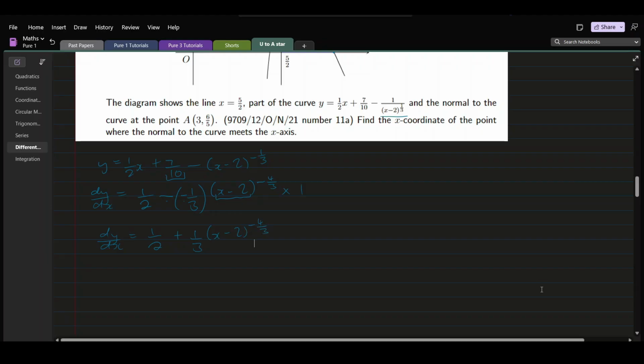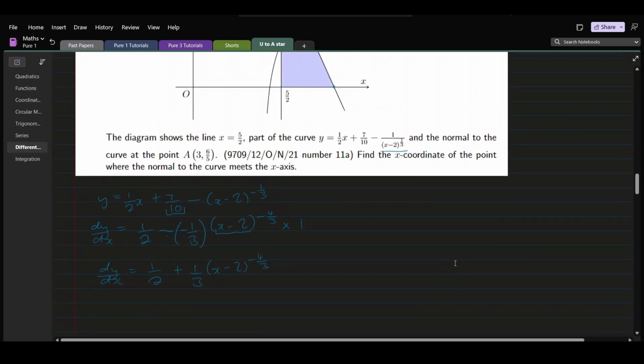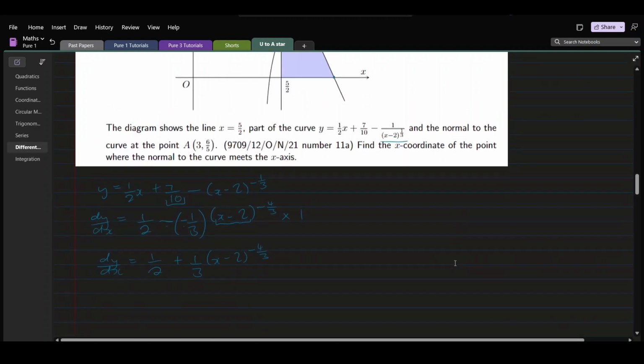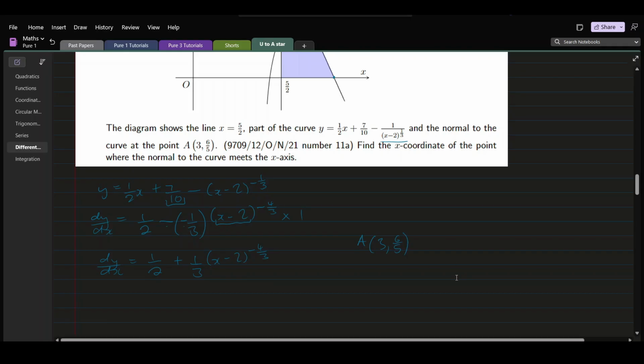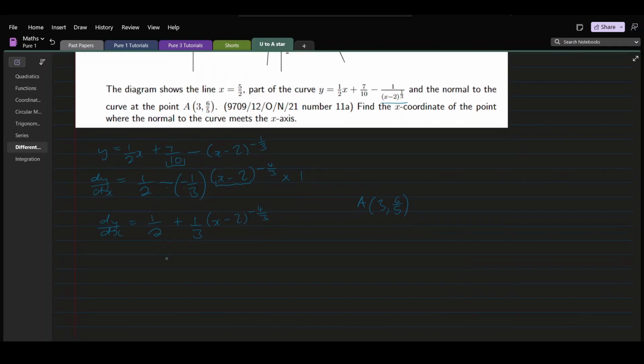And now we want the gradient of the tangent at A. We know that A has the coordinates 3, 6 over 5. So if we substitute x with 3, we get the gradient of the tangent at A. So that's half plus 1/3 times x, which is 3, minus 2 to the power negative 4 over 3.